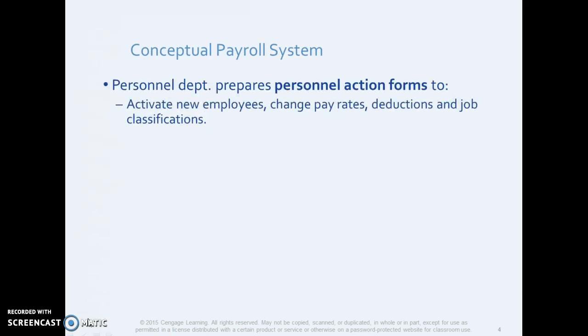So the payroll system. So the personnel department, I think where I work, we call it human resources, prepares personnel action forms. So what's a personnel action form? What does it do? It activates new employees or changes your pay rate, hopefully to something a lot higher. It does deductions like 401k deductions, those kinds of things. And job classification means like what is your job? Which department? Where are you?